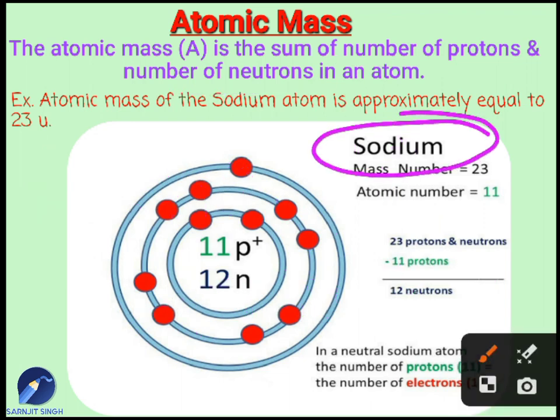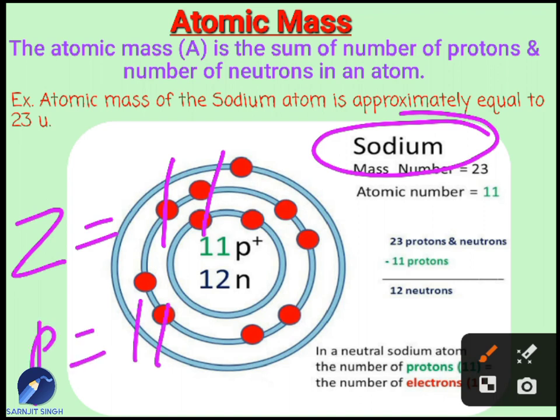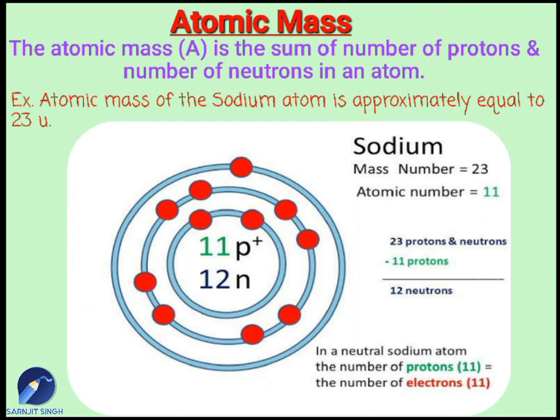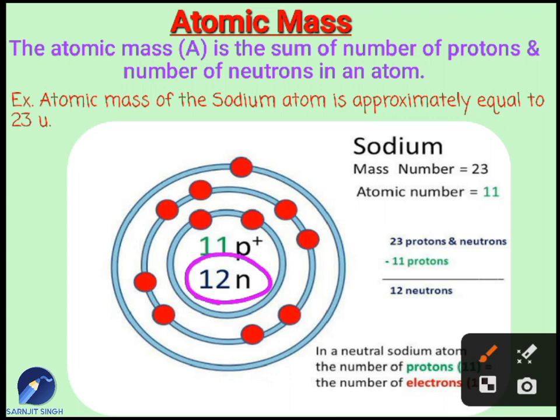Say sodium. The atomic number Z of sodium is 11. Can you guess how many protons there are? We know the number of protons is also 11, because the number of protons is the atomic number. So if the atomic number is 11, the number of protons is also 11. Clear? In sodium, 11 protons are there, but how many neutrons? 12. So in sodium, the number of protons is 11 and the number of neutrons is 12.